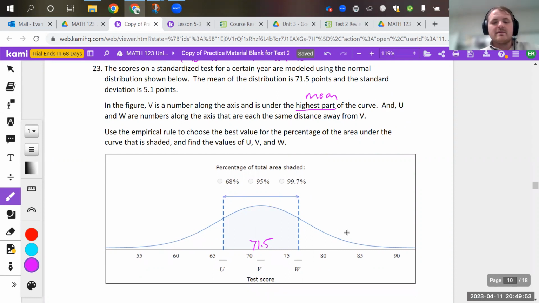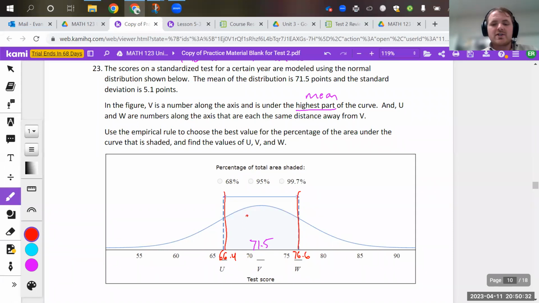So since it kind of goes in that direction like that, like U, it's saying it's bigger than 65, and 71.5 plus, going 1 standard deviation to the right. Sorry, I want to start with adding to not be confusing. That would give you 76.6. 2 standard deviations to the right would be past 80. And then U, if you subtracted the standard deviation of 5.1, you get 66.4.